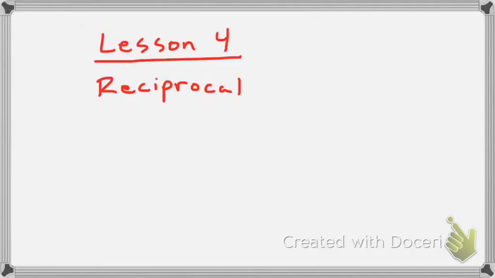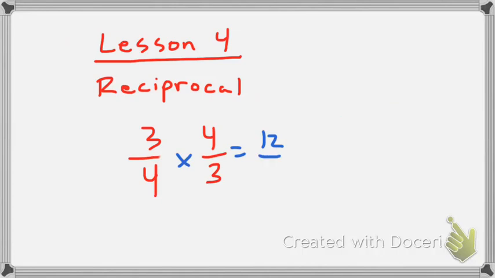A reciprocal, for example, we have 3/4, and the reciprocal of 3/4 would be 4/3. That's because each of these numbers together equals 1. If I change this to multiplication, I would get 12 over 12, and that would equal 1.